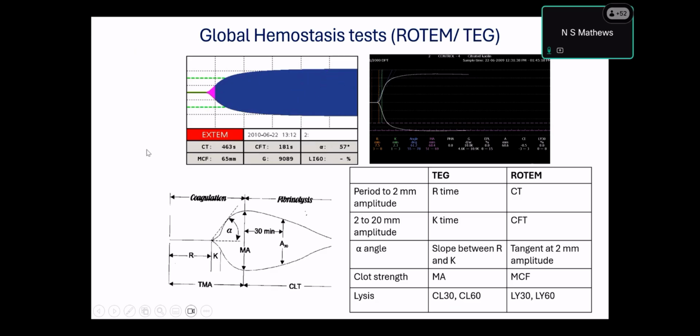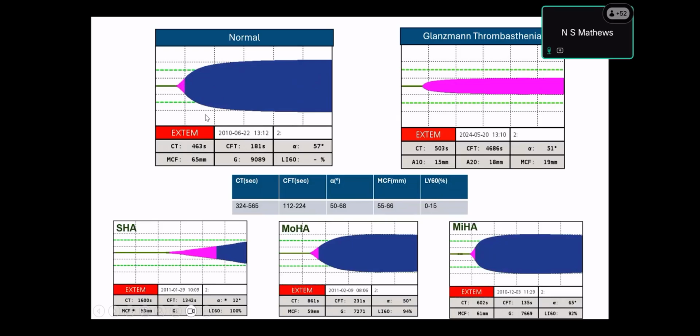Now, how this helps us in the lab is that, for example, this is what a normal graph should look like. You start initiating the clotting process, and then you get a graph like this, and this is showing you the clot strength.